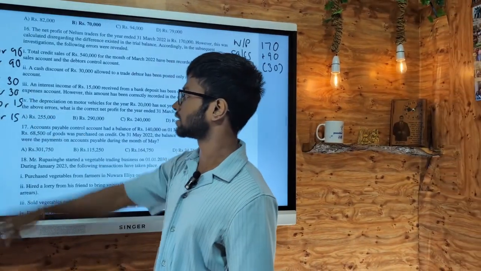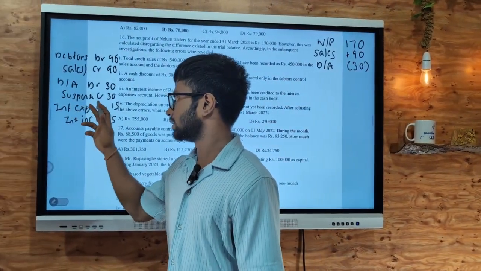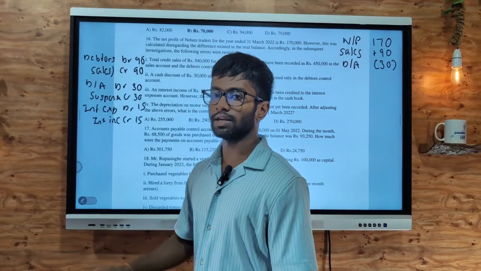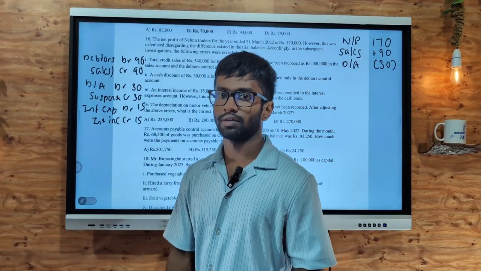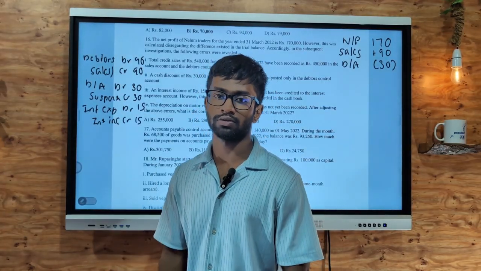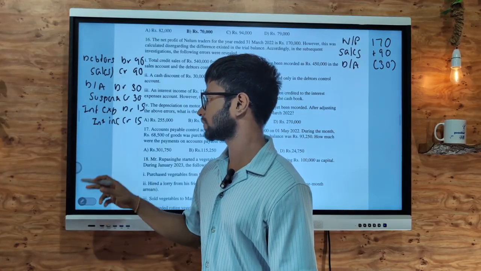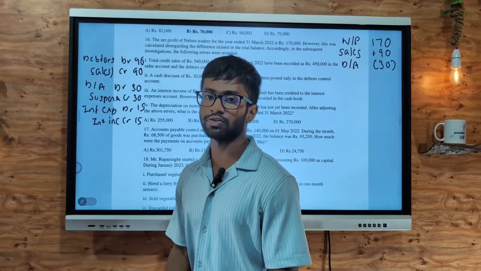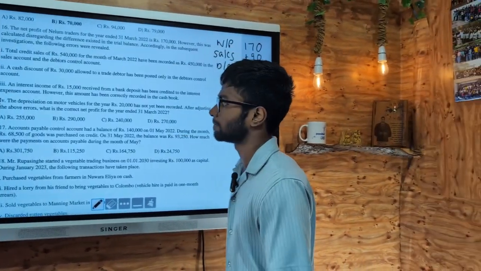Now will this have an effect? Interest expense is getting debited, income is getting credited. This won't have an effect on your profit because expense reduces, income also increases, no effect. So you don't have to record this transaction here.